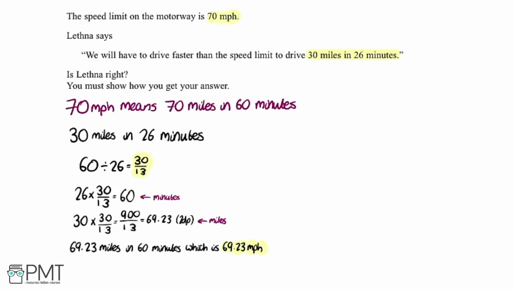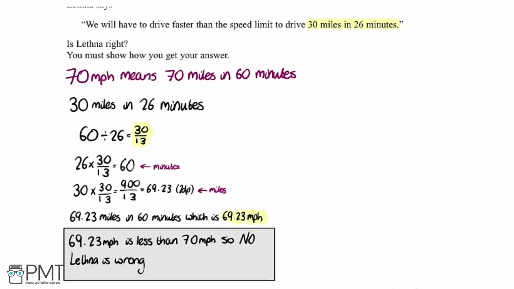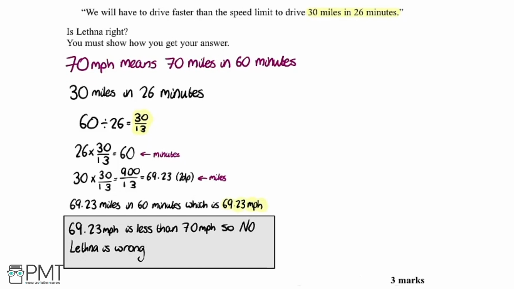To get the mark, we need to write that in some sort of conclusion. So I've written it as my conclusion here. 69.23 miles an hour is less than 70 miles an hour. So no, Lethner is wrong. And it's important here to say the word no, because we need to look back at the question. We always need to remember to answer the question when we have to do a statement like this. We're answering the question, is Lethner right? And the answer is no, and this is why.